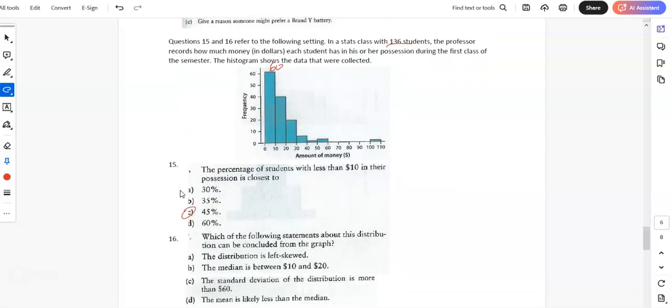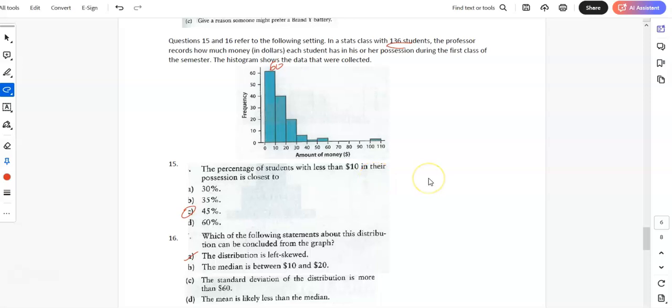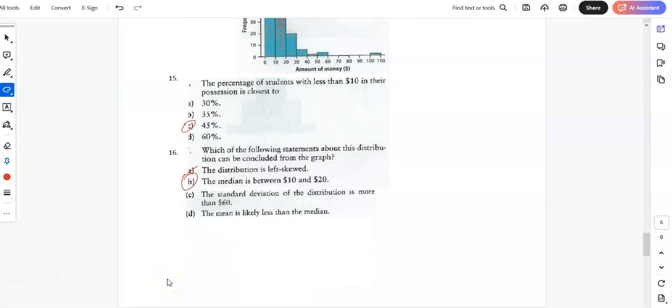Which of the following statements about this can be concluded from the graph? The distribution is left skewed. No, it's right skewed. Median is between 10 and 20. So 136 students. So if you don't know that one in your head, you can just divide by 2. 68. So yeah, it's going to be in this, because 60 is to the left of that, so there's more than 8 there, so it's got to be between 10 and 20. More than 60, I don't know what it is, but that seems too much.